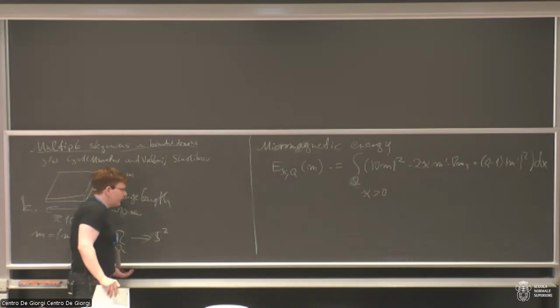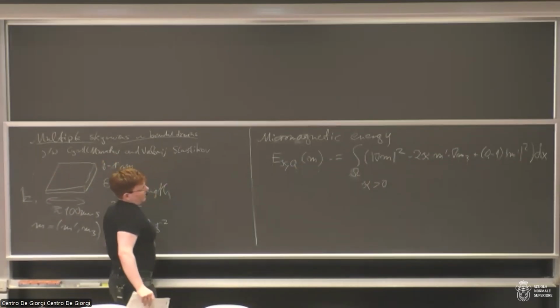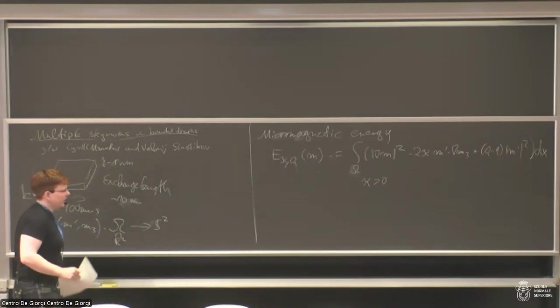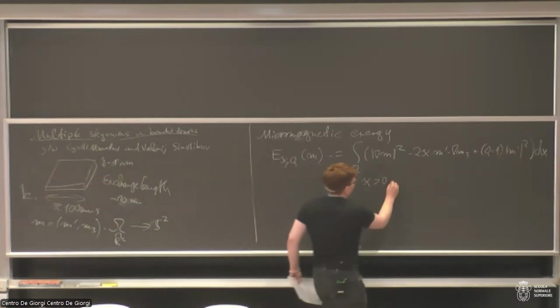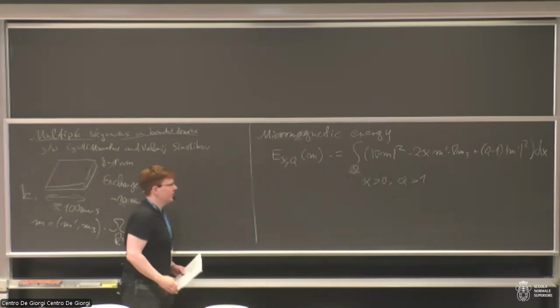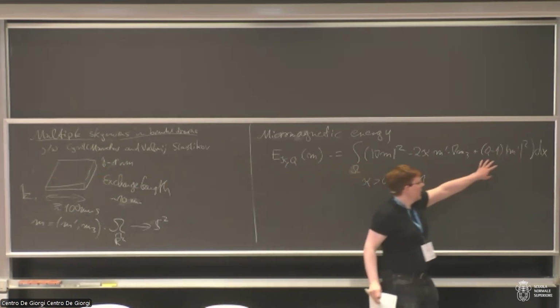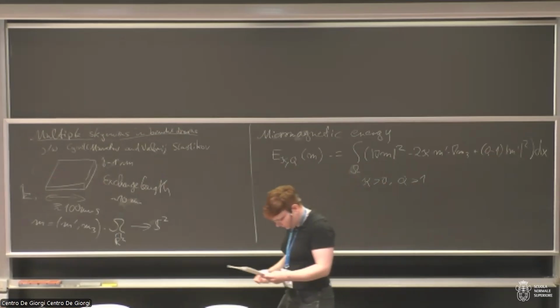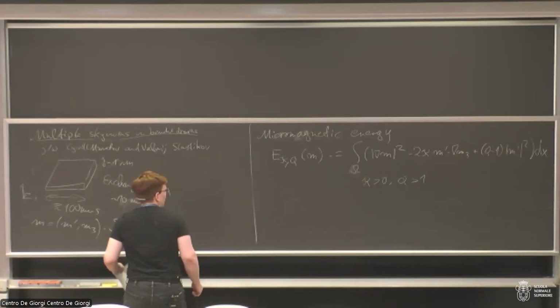I'm not going to use any stray field energy. I'm not going to use any applied field. And Q, this is important: Q, the quality factor, is bigger than 1, so I have a positive number in front here.